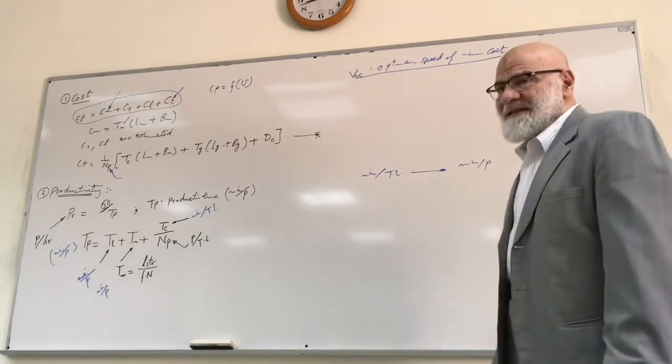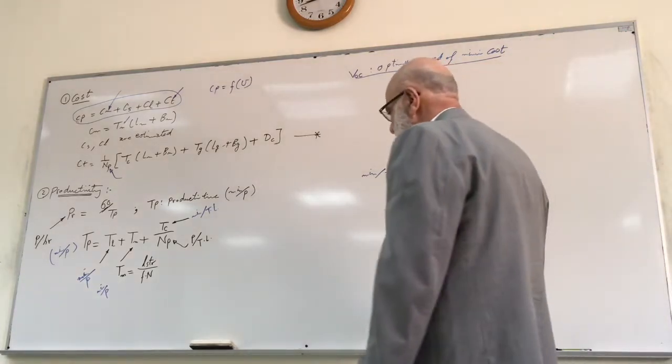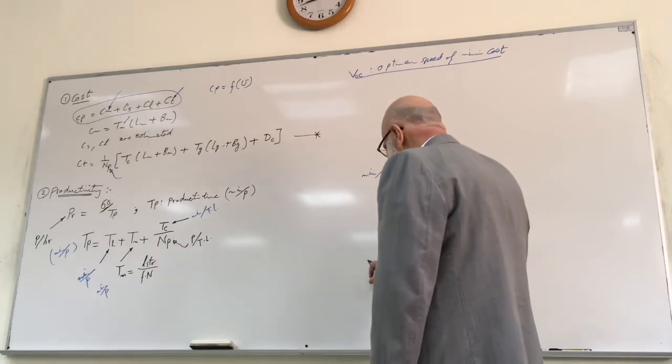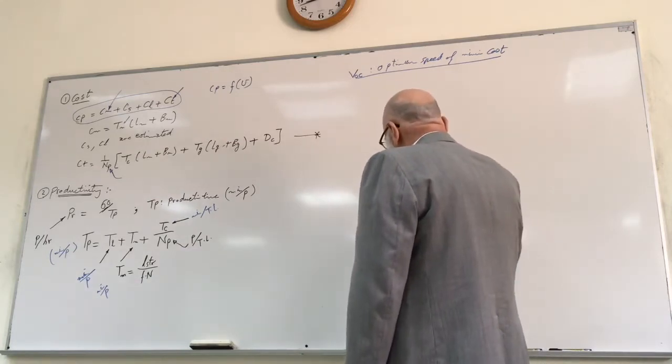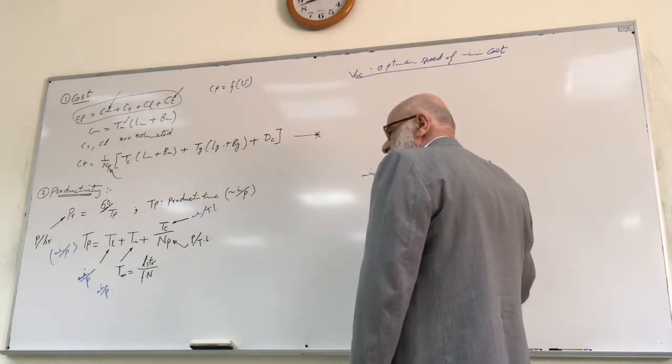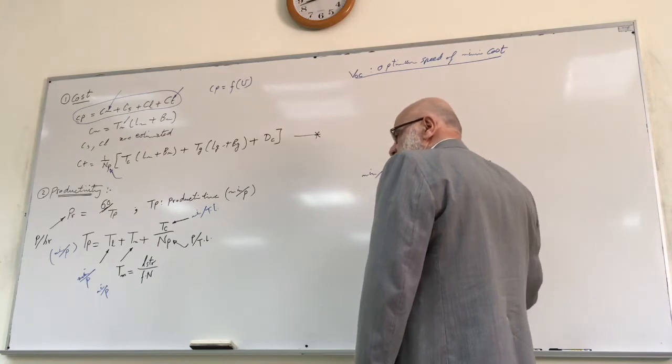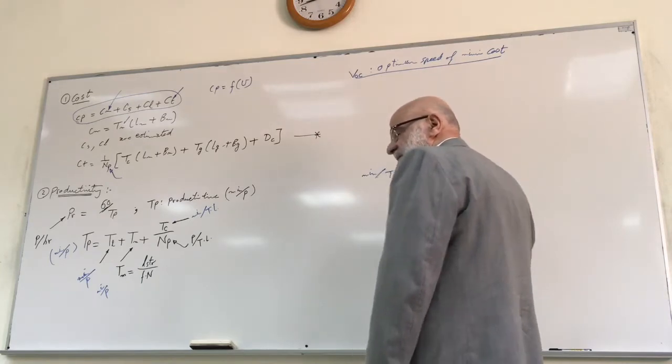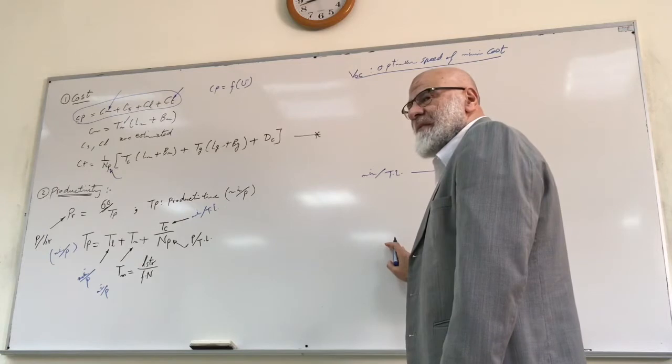Yeah, to do optimization for any function, we differentiate this function with respect to the parameter and equate it to zero. Is this clear, or do you not understand it?